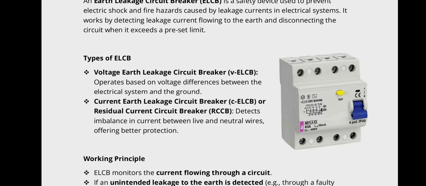We are discussing, after this ELCB, the RCB and RCCB. Then after that we will discuss it.